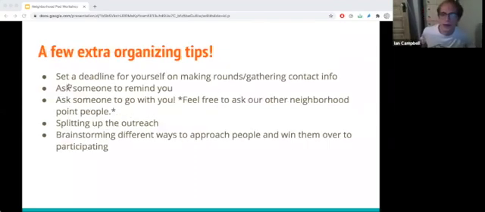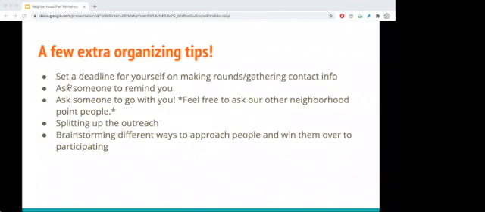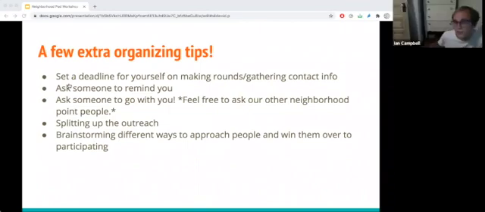Anything, Hayes, you want to add before I move into the organizing tips? No, there's nothing I want to add. Okay, so just a few more organizing tips.